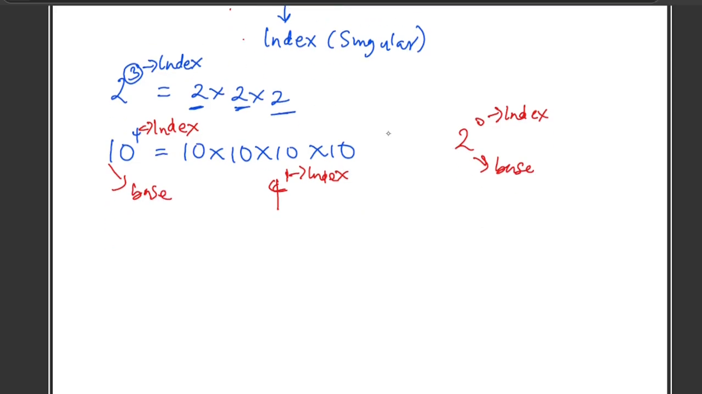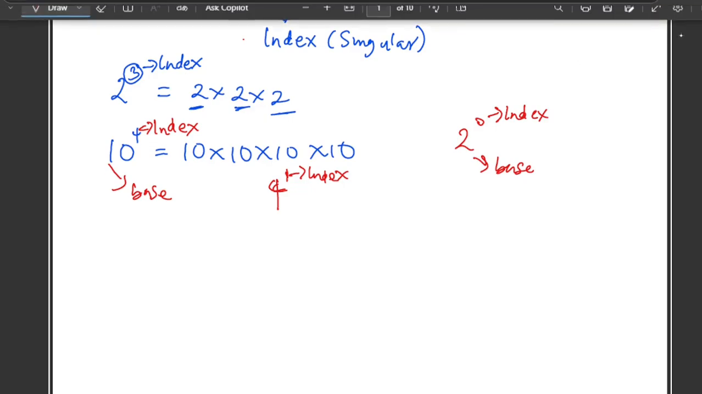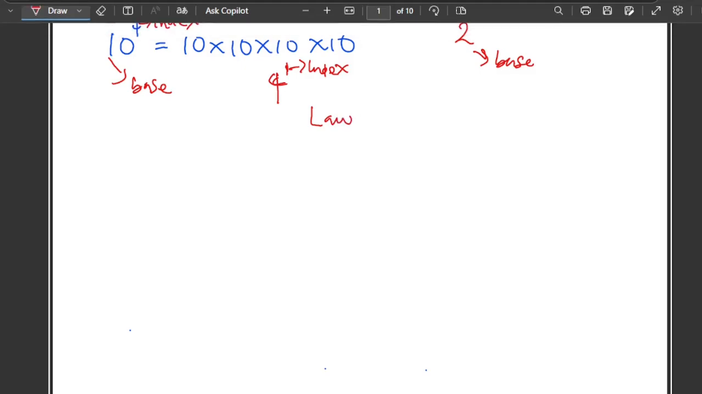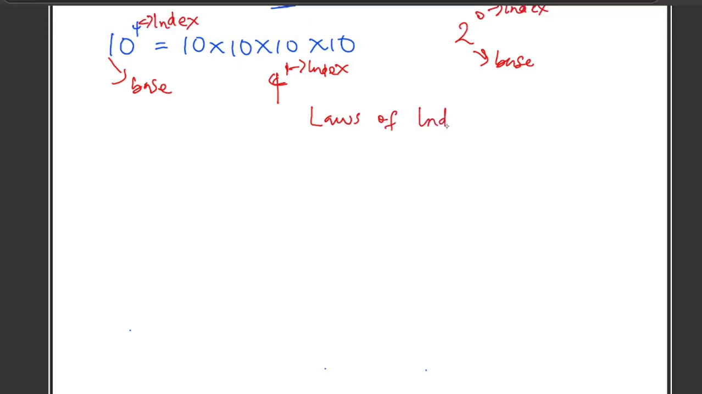And then there are laws governing addition, subtraction, multiplication, and division of numbers in the index form. So we call them laws of indices. And there are a number of them. So the first one is when we have x to the power a times x to the power b. That's the very first one, multiplying two numbers in the index form.